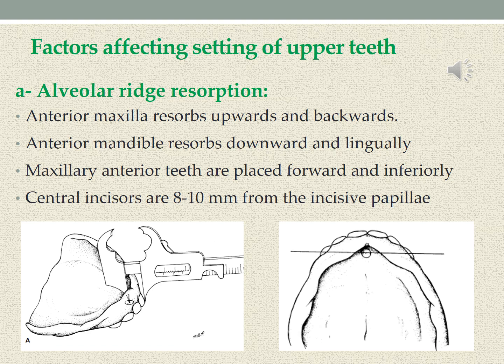Now we will talk about the factors that affect the setting of upper anterior teeth. The first factor is the alveolar ridge resorption, the amount and orientation. As you all know, the anterior maxilla resorbs upwards and backwards, while the anterior mandible resorbs downwards and lingually. This will be reflected on the position where the artificial teeth will be set. So maxillary anterior teeth are placed forward and inferiorly, and the central incisors are 8 to 10 millimeters from the incisive papilla. Here we use the incisive papilla as a landmark to locate the central incisors during setting.